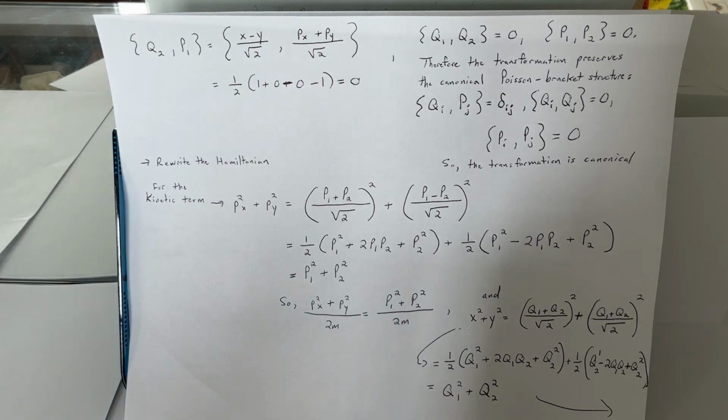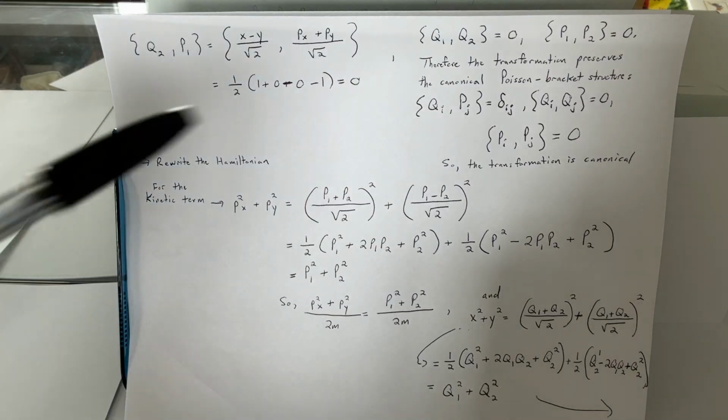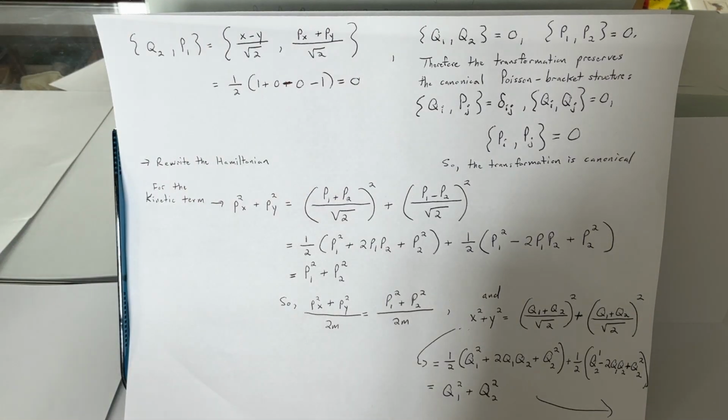And then this is going to be equal to 0, and {p_i, p_j} equals 0. So the transformation is canonical.